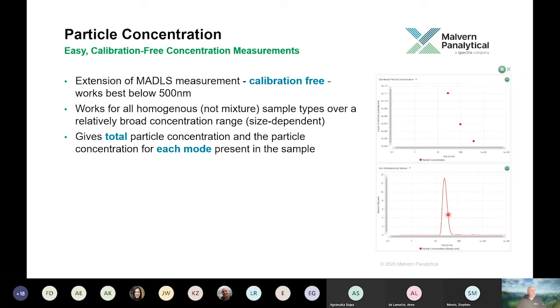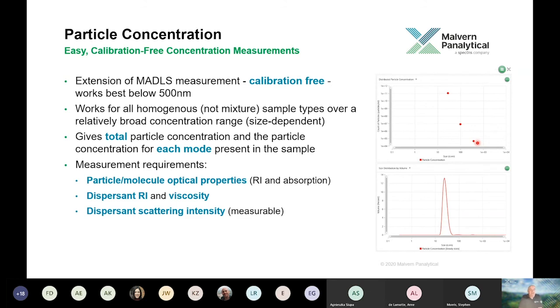So here we've got the MADLS size distribution. You can see the main peak here. In this example it is about 50 nanometers. We've got another very small peak, you can barely see it, at about 100. And then another one at about 0.5 micron. And you can see here we've got the distributed particle concentration information. So this main peak is at 10 to the 11 particles per mil. This second peak is 10 to the 7, and this one's even lower, about 10 to the 4, 5 times 10 to the 4, something like that.